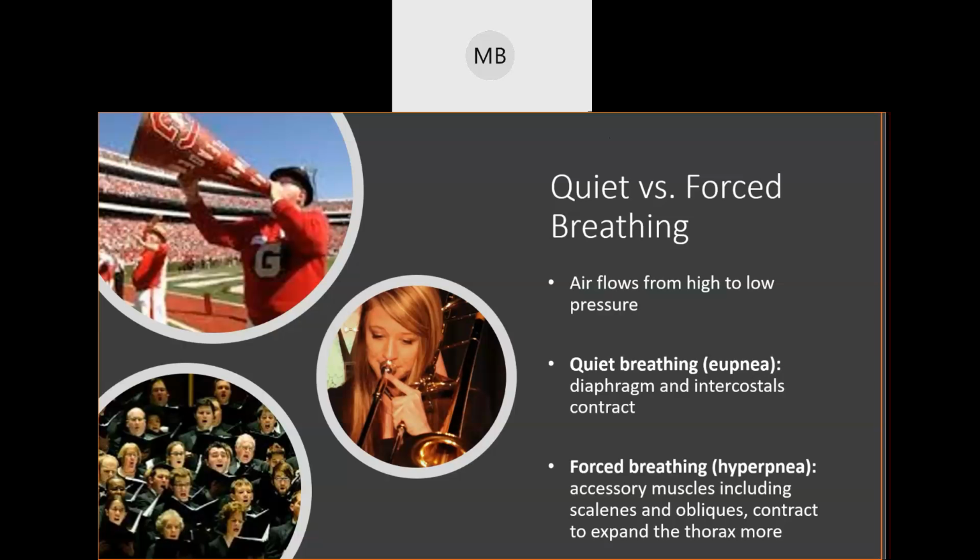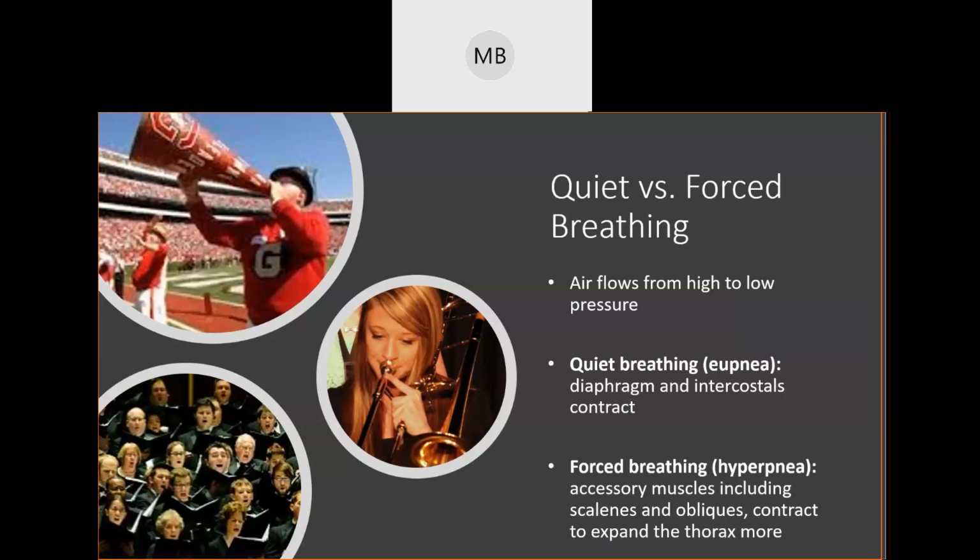Right? Forced breathing is called hyperpnea, or over-breathing, right? It means that in addition to using your diaphragm and intercostal muscles to breathe, for contracting and whatnot, you're going to use accessory muscles, including your obliques and scalenes, which were in your abdominals, if you remember from A&P1. So you can contract and expand your thorax to do whatever you want to.